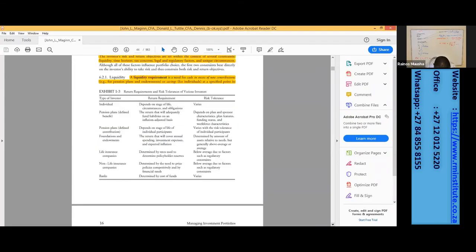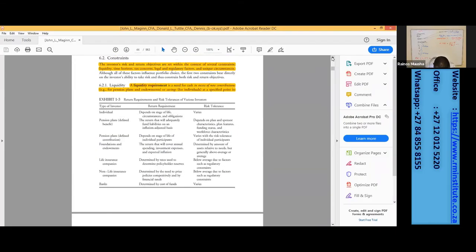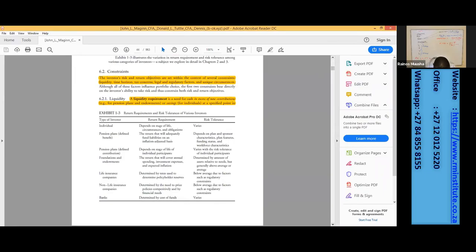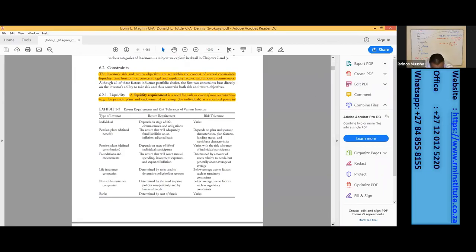Next, on section 6.2, we now look at the different constraints. And the first constraint that we're going to be looking at there is the liquidity constraint. And here they say the investor's risk and return objectives are set within the context of several constraints: liquidity, time horizon, tax constraints, legal and regulatory factors, and unique circumstances as well.